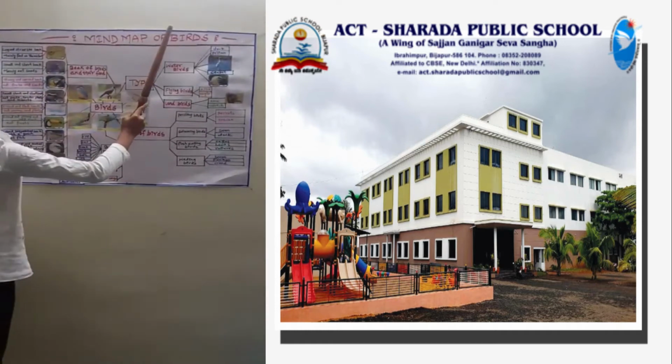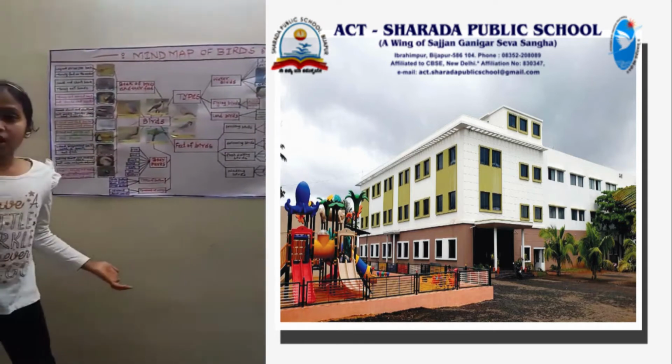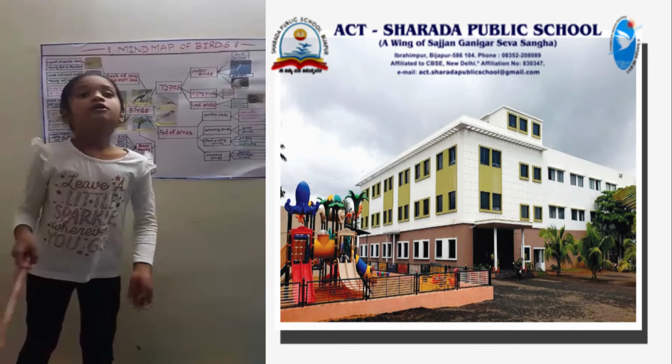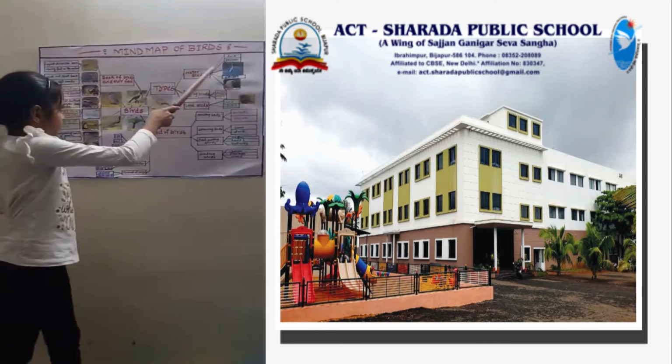Mind map of birds. These all are birds: kingfisher, crow, peacock, parrot, dove, sparrow. Then move to the next.